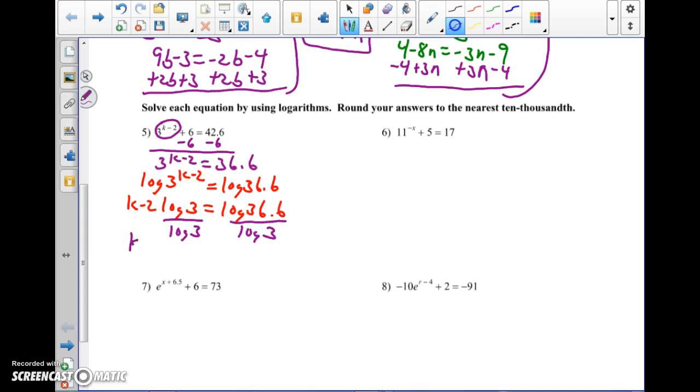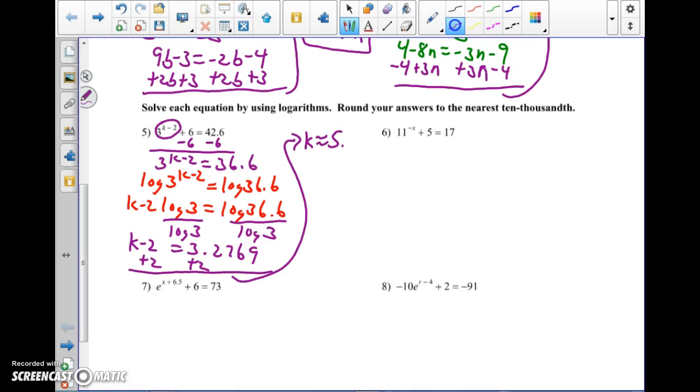Go to your calculator and find out what this equals. Finally, to solve for k, you must add 2 to both sides. The final answer is k is approximately 5.2769.